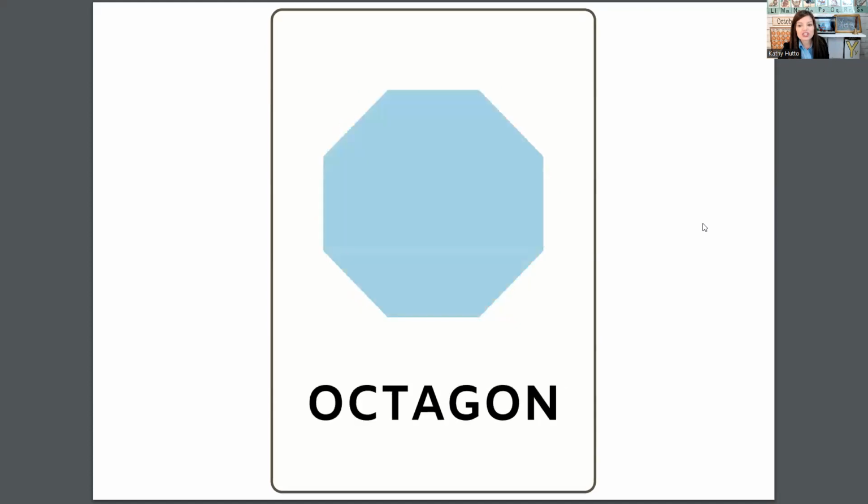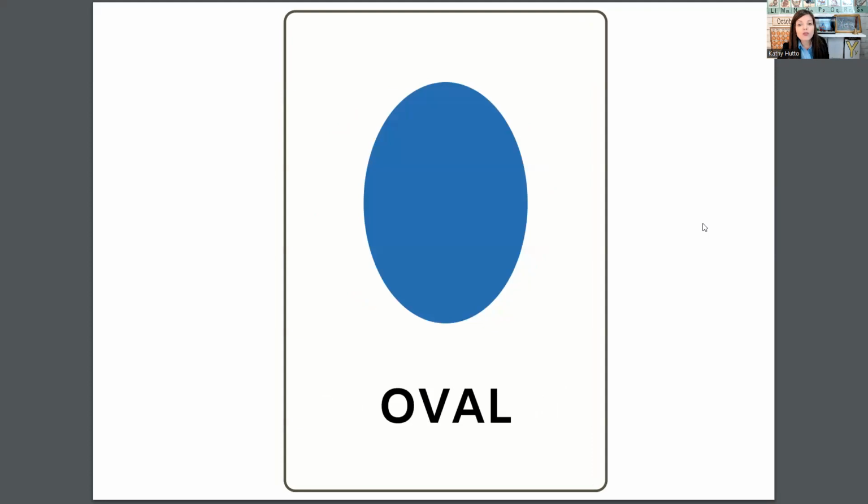Is this shape an oval? No, it has 8 sides. What shape is this? It's an octagon. Is this shape an oval? Yes, this shape is an oval.